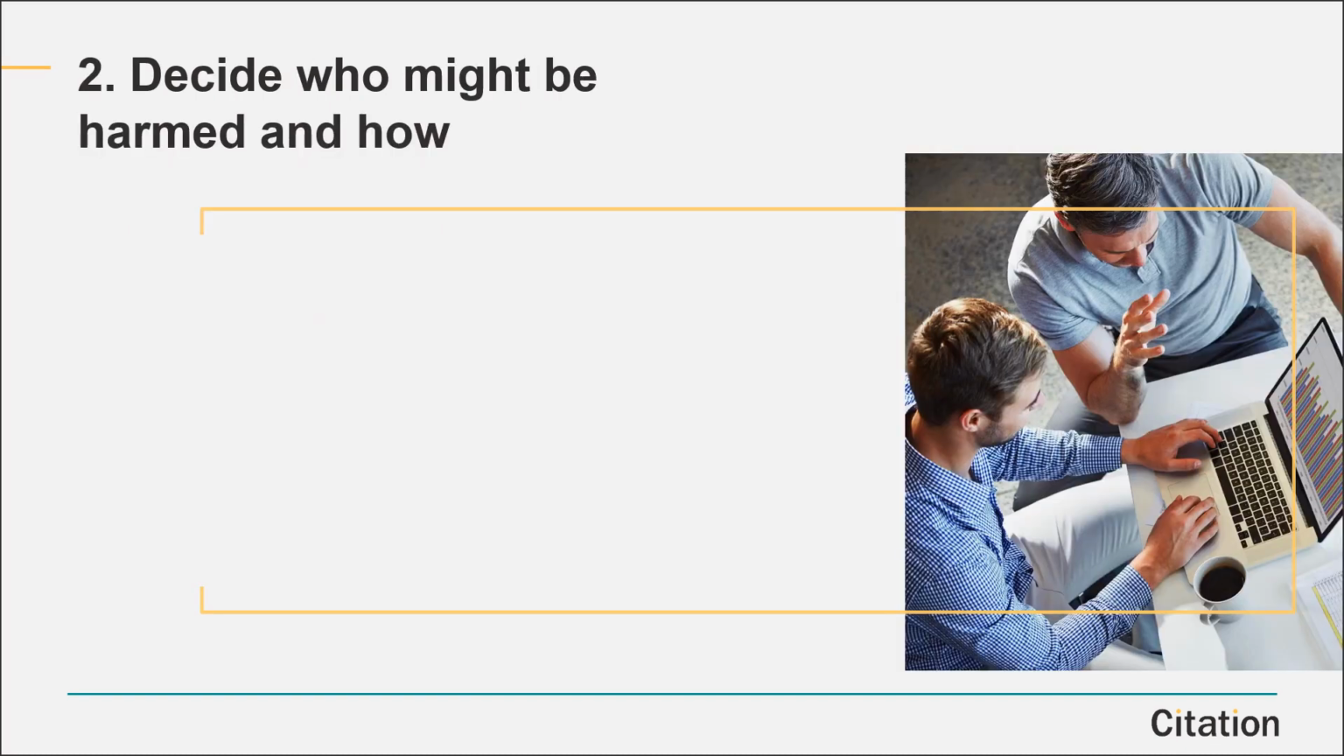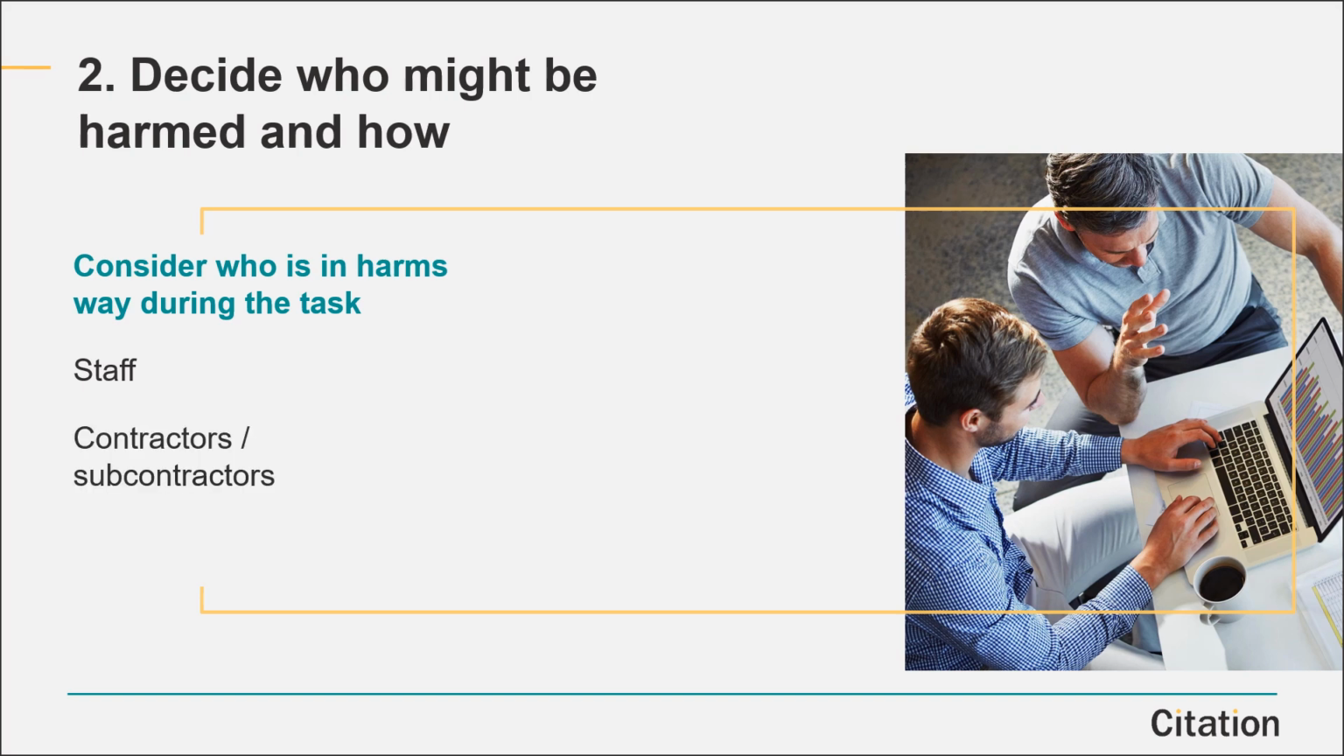Step 2 is decide who might be harmed and how. And this is seriously to consider who is in harm's way during the task. Obviously, you will have staff that are operating the procedure or using the piece of equipment. You may well have contractors or subcontractors that are doing this on your behalf. Or there may be others in the premises that are contractors and subcontractors that your actions may impact. So you need to consider them.